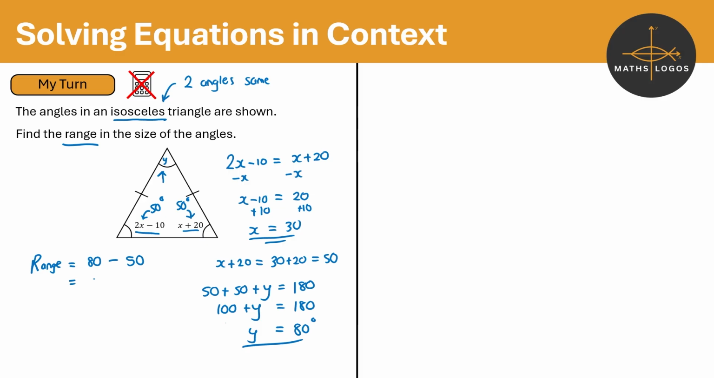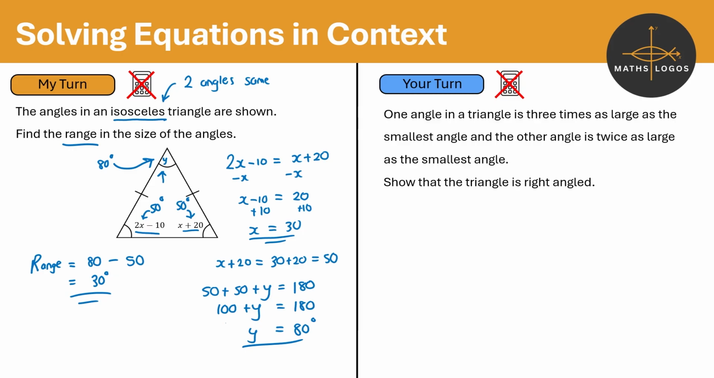80 subtract 50 is equal to 30 degrees. Now, obviously, this diagram is not to scale because that does not look like an 80-degree angle. But that's the answer to my question. The range is 30 degrees. Pause the video and try this one.